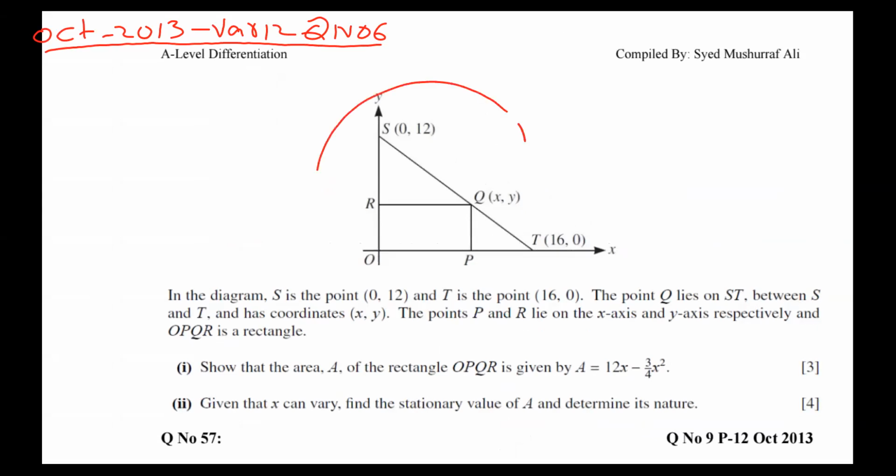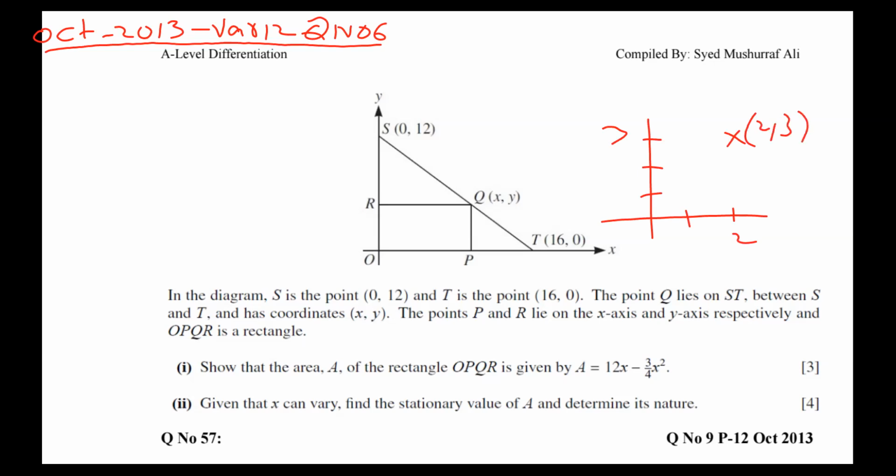You can see it clearly. The first point given here is 0, 12, and Q is given as XY, and T is given as 16, 0. It means this gap is 16, and this gap is 12. You know the point. For example, here 2, and here let's say 3. So this point is called 2 comma 3. It means this is 2 and this is a 3 gap, clear.